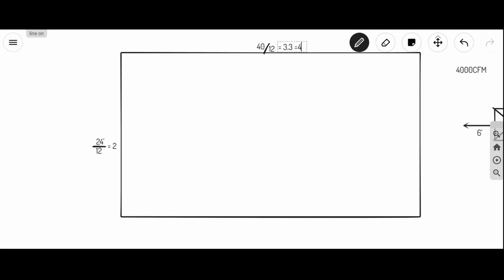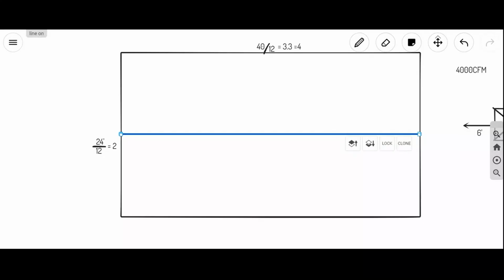Now that means 24 को 2 parts करना है. So each part will be 12 feet. Next 40 को 4 parts करना है. Then each part will be 10. That's it. So the process that I am doing is called marking.